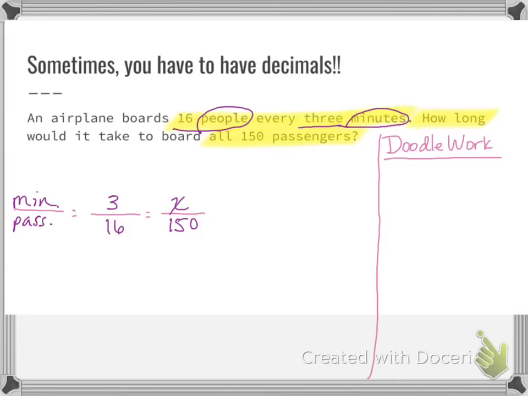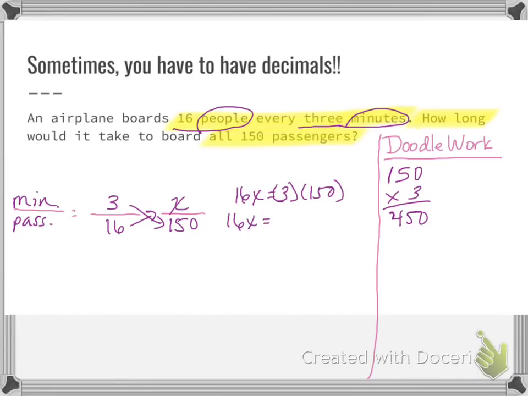So now that I have my proportion set up, I can write my equation. So cross multiply: 16 times x is equal to 3 times 150. So I'm going to come over to my doodle work. I'm going to do my 150 times 3, which gives me 450. So the next line of my equation, 16x equals 450. And then I've got to come over here and I'm going to do my division. So 450 divided by 16, this is going to give us a decimal. I can tell you that right now.